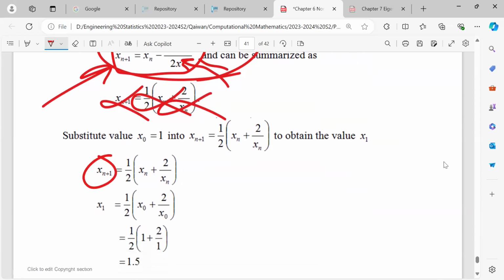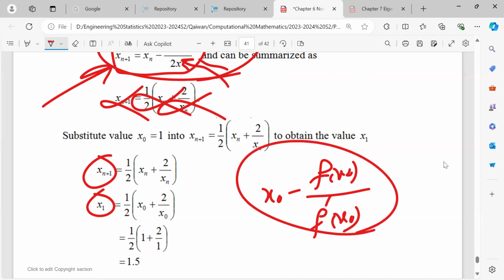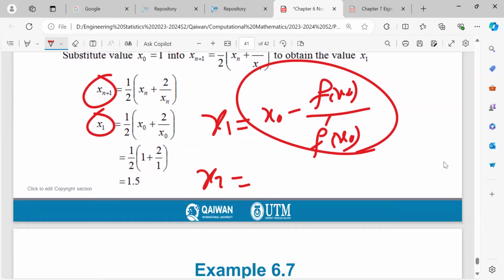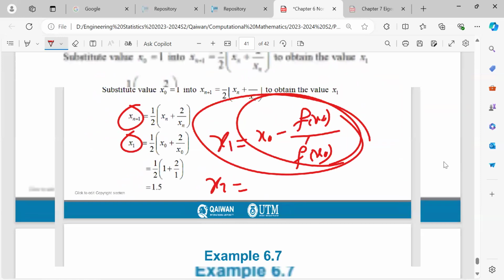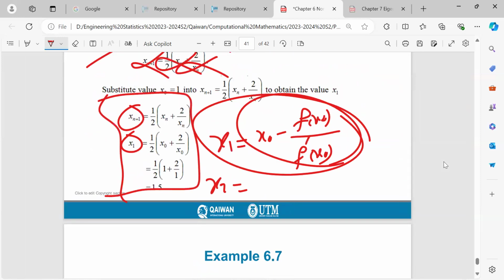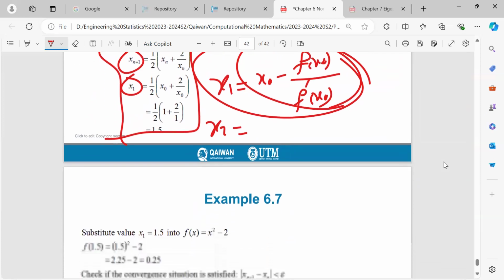We need to find x_{n+1}. So x1 is x naught minus f of x naught divided by f prime of x naught. We find x1. Okay, this is x1. Then to find x2, we use x1. We plug x1 into the formula to get x2. It's actually the same as we did before. Here, the reduced form is used. Okay, we don't need to use that form of the formula.